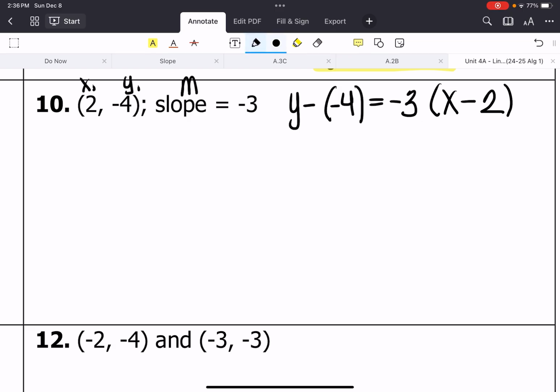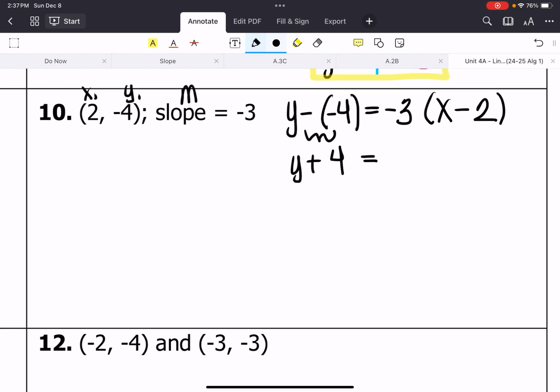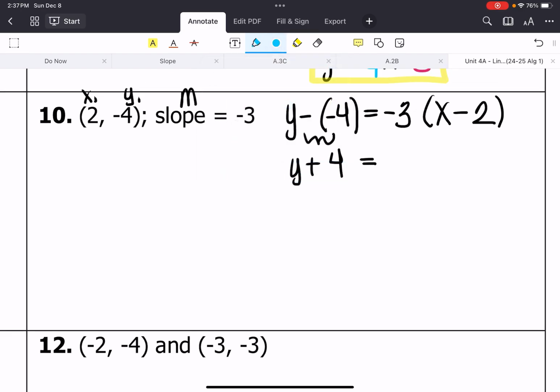From here, notice you have a double negative. Let's go ahead and simplify that and turn it into a positive. Now giving me y plus 4. From here, you're going to distribute using rainbow. Negative 3 times x gives me negative 3x. And then negative 3 times negative 2 gives me positive 6.